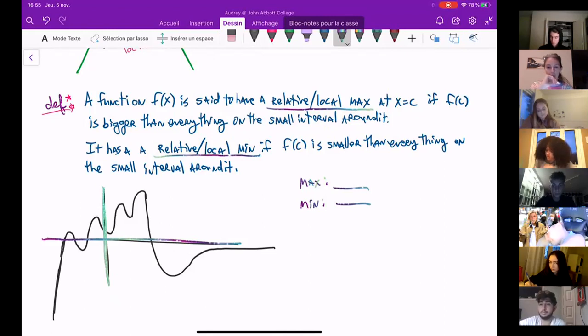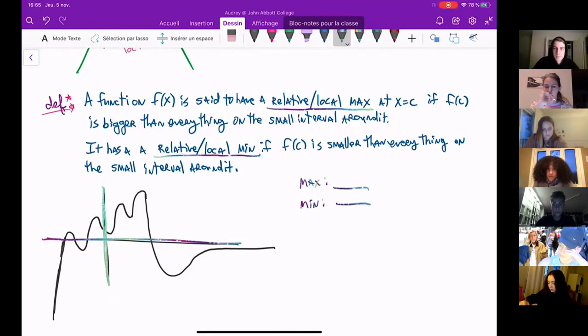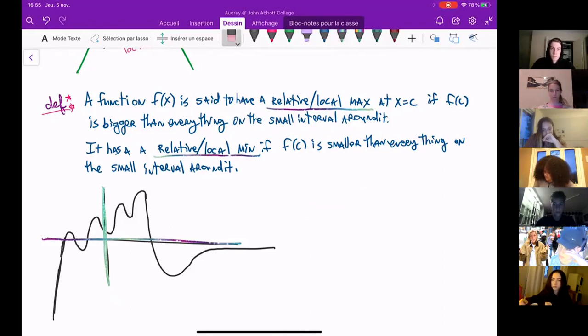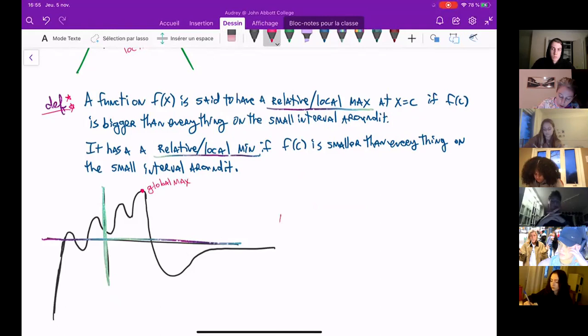Good job so far, guys. All right, good job, guys. So that's quite a few of you have answered. So the answer is that it has a global max. That global max is right here. So that's my global max. And this has no global min.